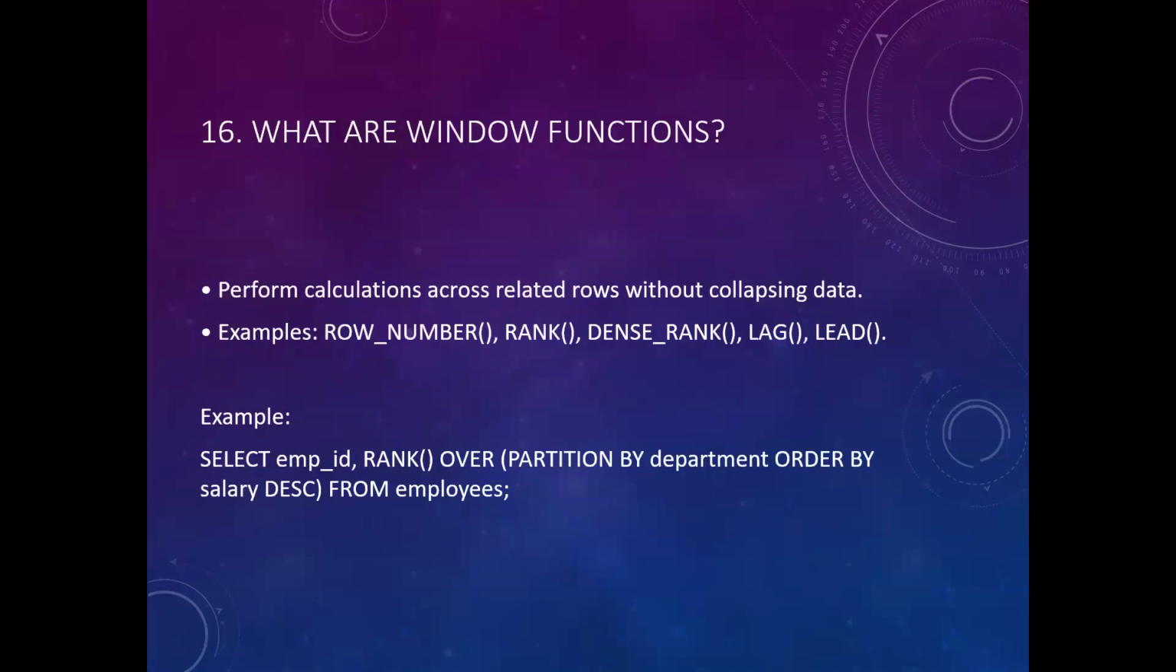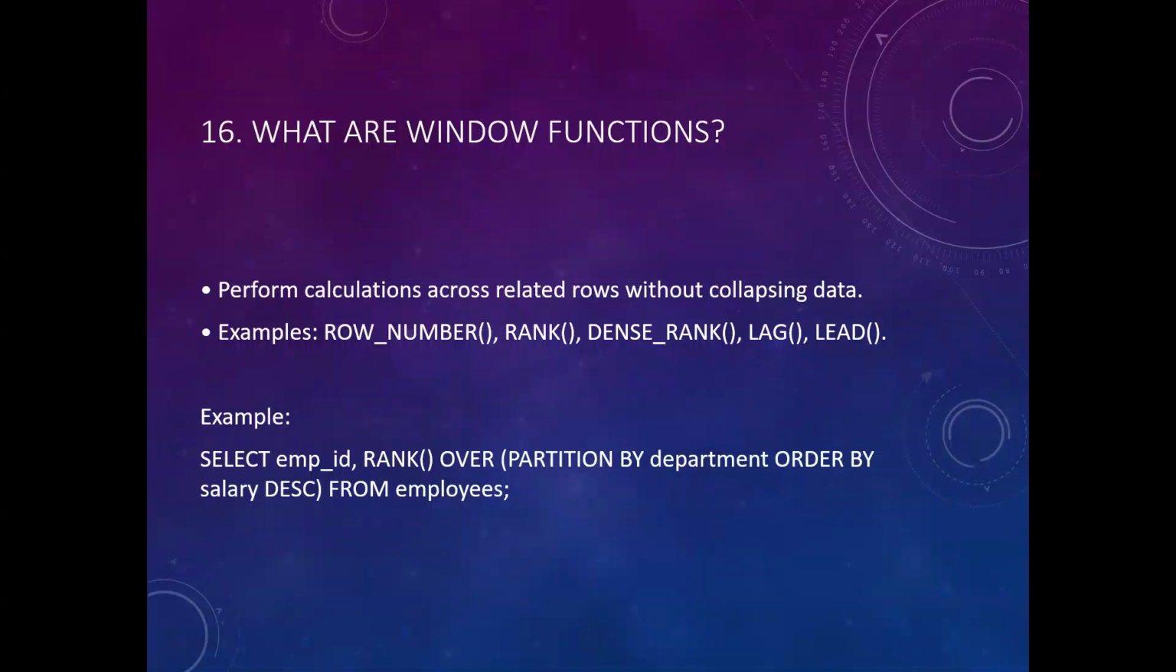Next question is what are window functions? For window functions, we have to perform calculations across related rows without collapsing data. What is the meaning? If we have one row, with respect to that row, we can access other rows and we can perform calculations across it. Okay. So these are some of the examples which you can tell: row number, rank, dense rank, lag, lead. These are all window functions.